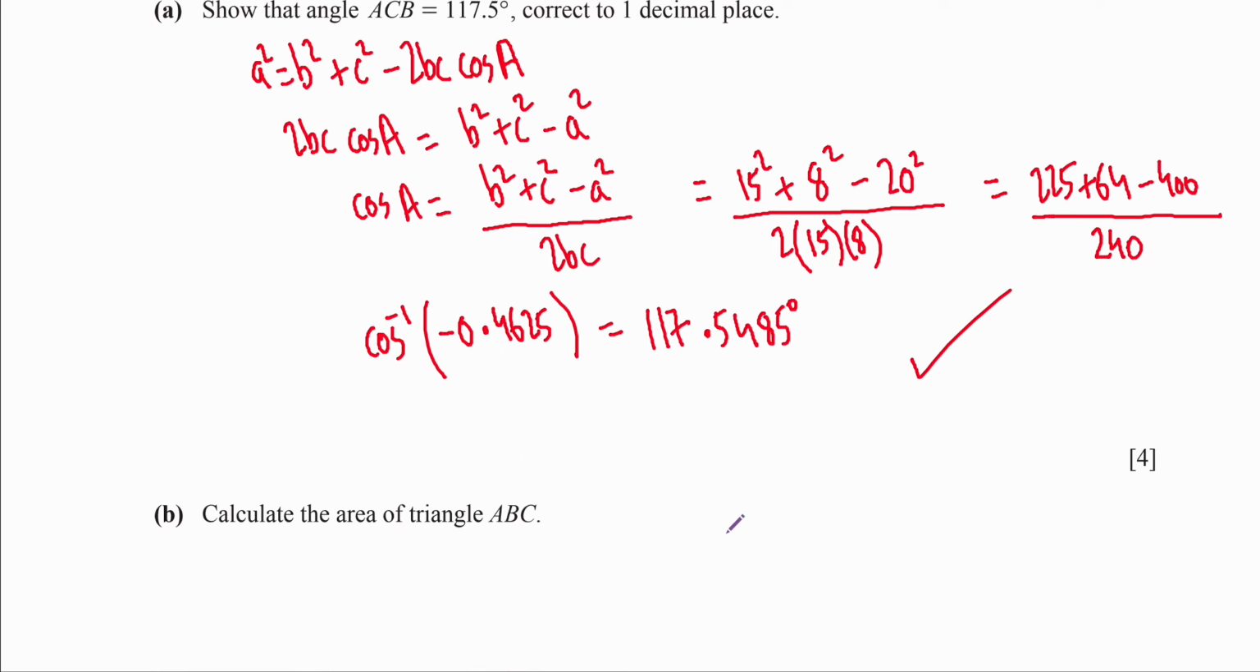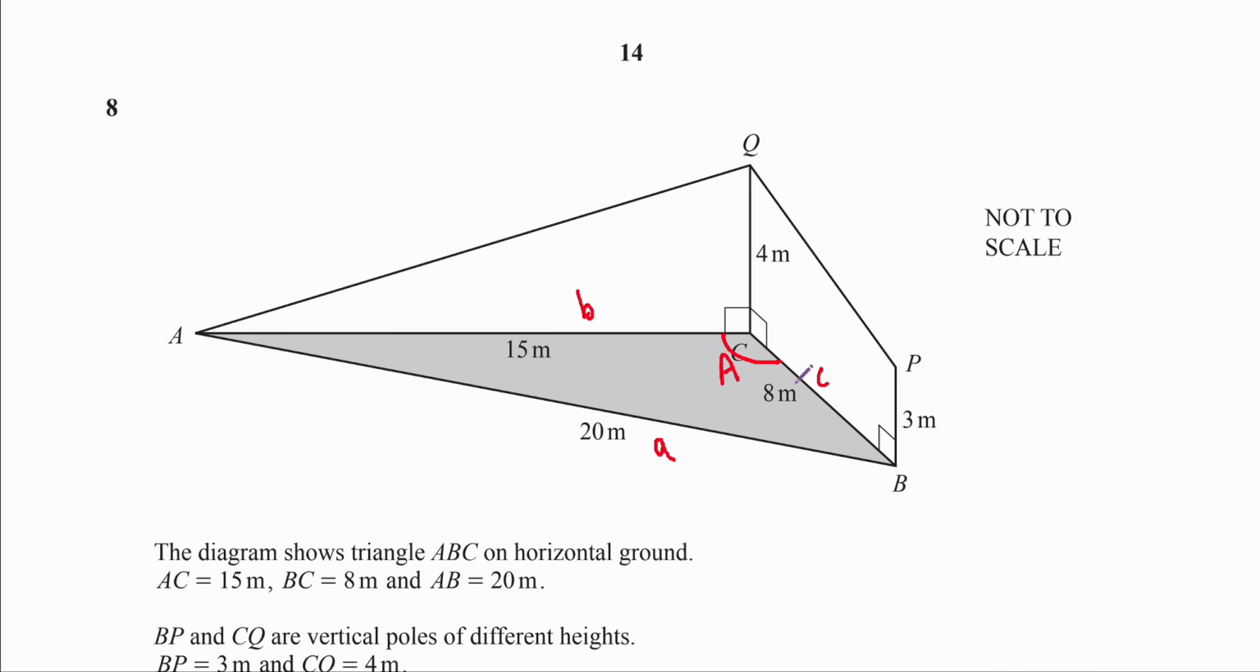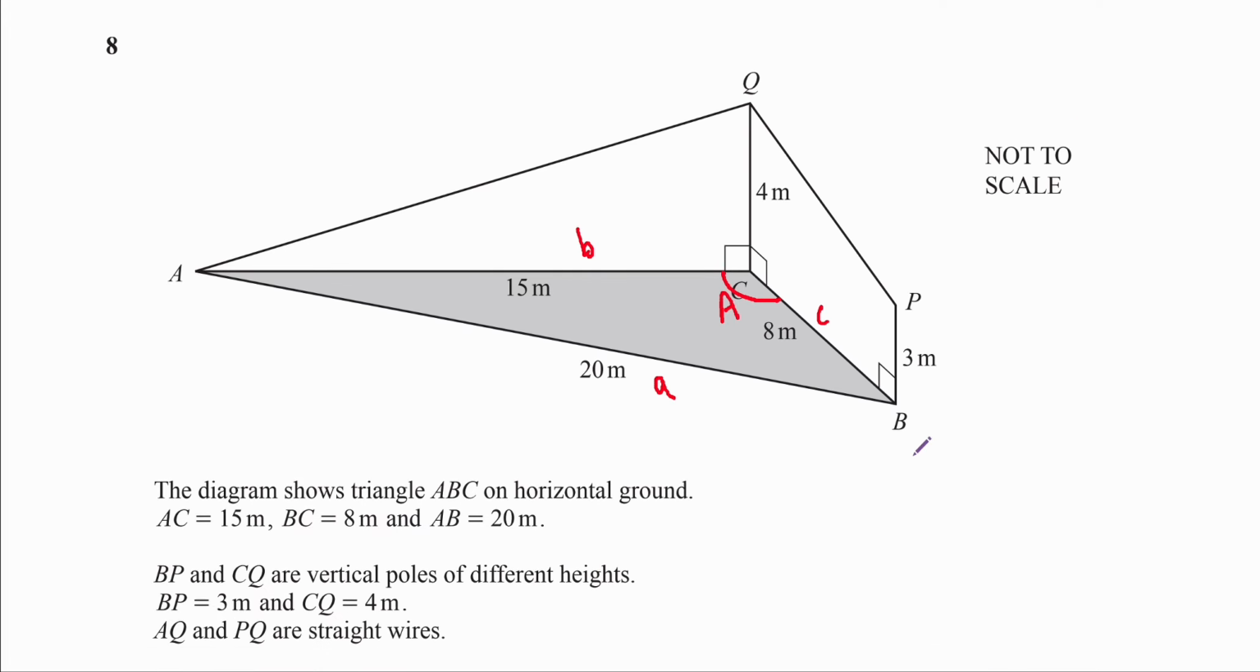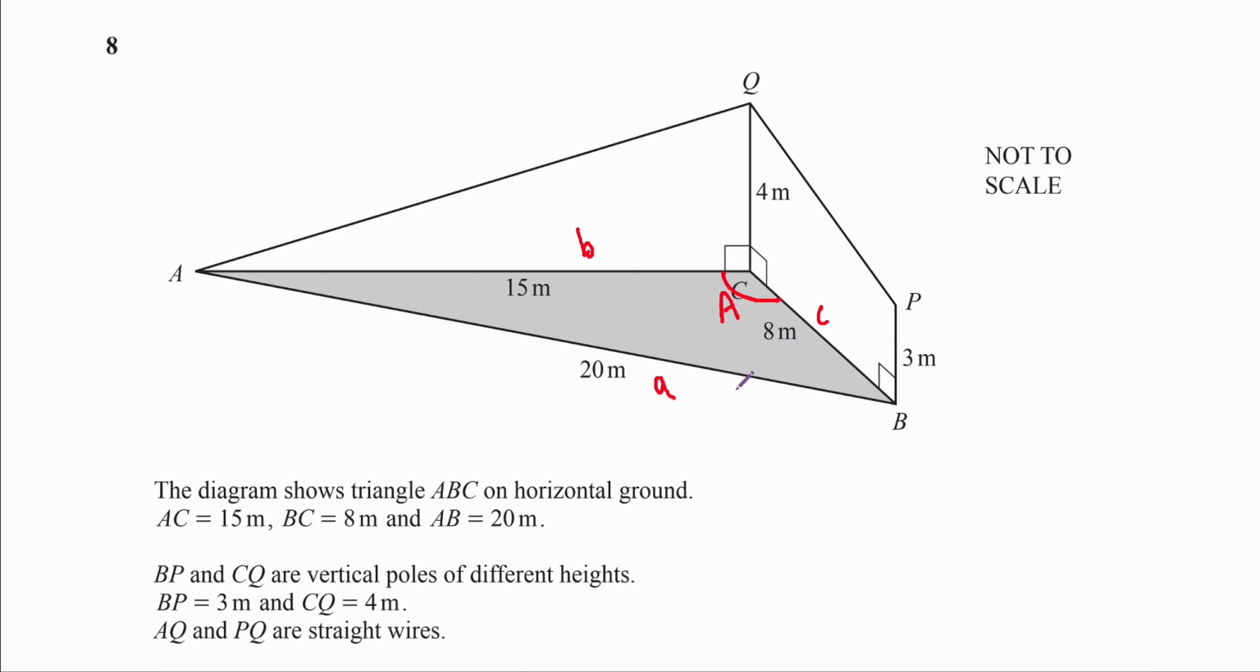Let's go to the next part. Calculate the area of the triangle ABC. So ABC, that's our triangle right there. Well, remember the formula says the area is a half AB sine C, or a half AC sine B, or a half BC sine A. Now, if you wanted to multiply A and C, we would need this angle right here, but we don't have that. That would be angle B.